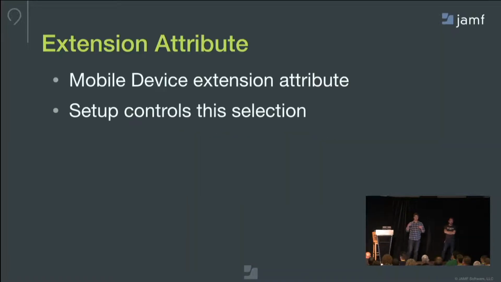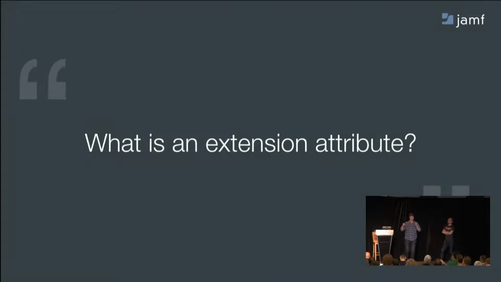So it's predicated first on inventory. Based upon inventory of a device, we can do things to it, right? Jamf Setup specifically is controlling a mobile device extension attribute. Now, first, anyone that's not familiar, what's a mobile device extension attribute? It's simply a custom piece of inventory.